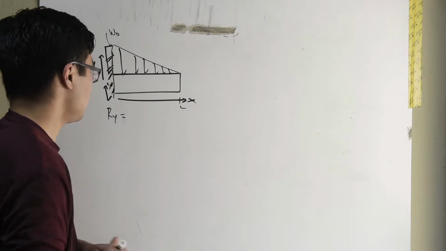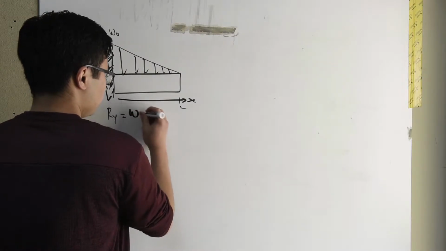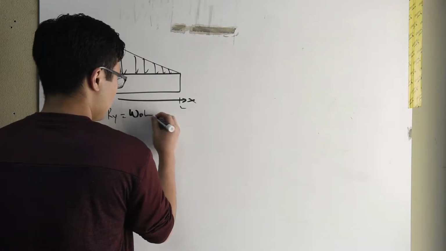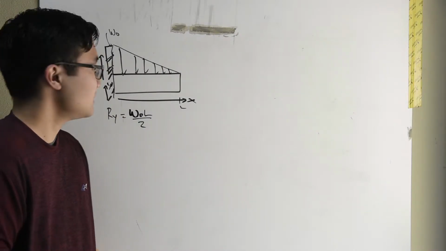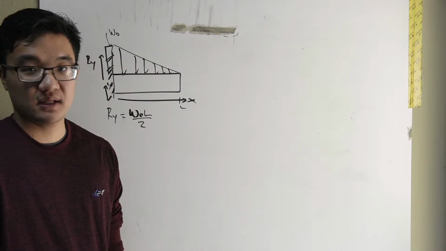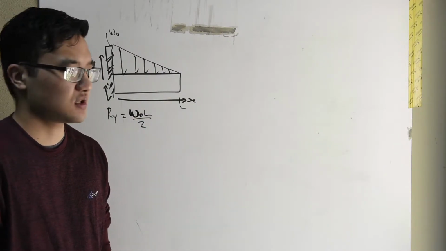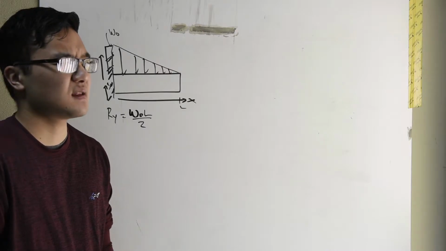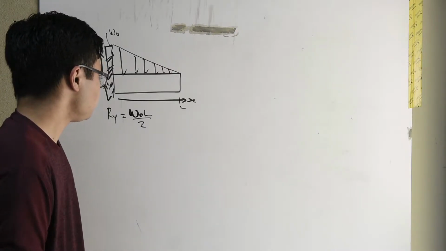Alright, now where were we? Ry is equal to, of course, W naught L over 2. Makes sense. It's half of what a rectangle would be for the same W naught. And of course W naught is just denoting the magnitude of that force as a function of x. You're going to see that, I think, as Newton per meter. Okay, so we have Ry.